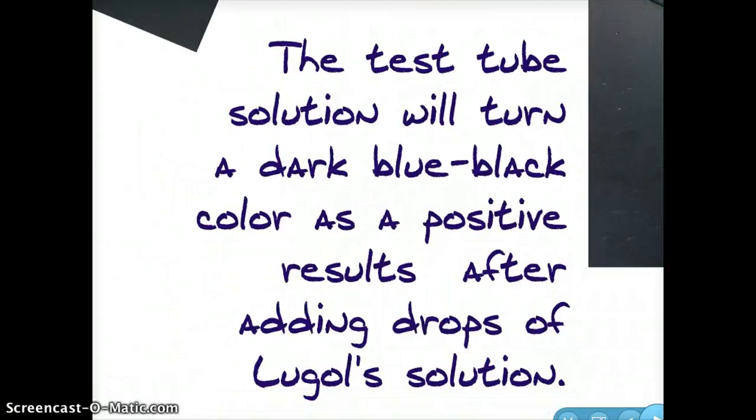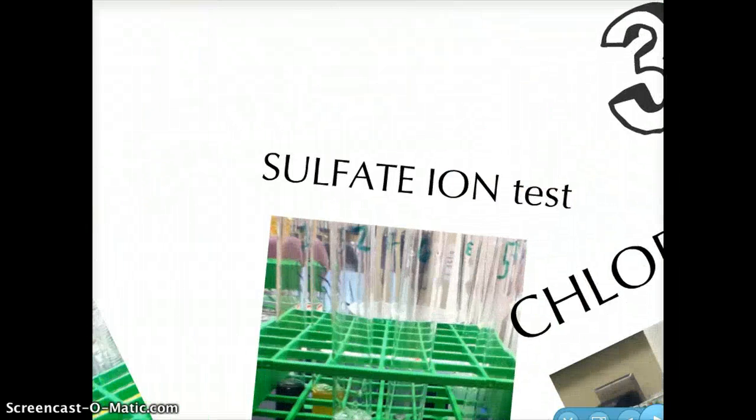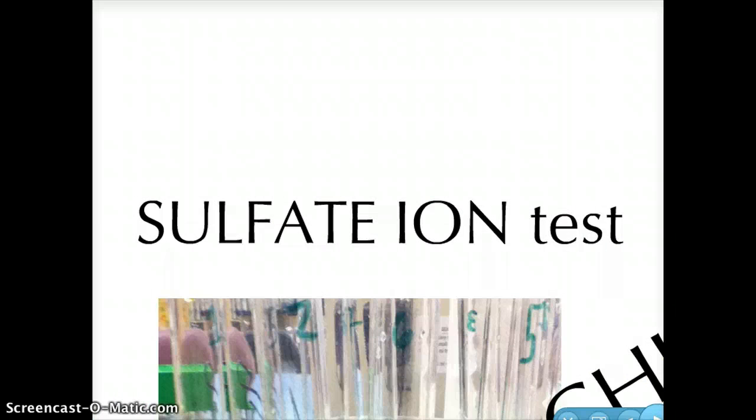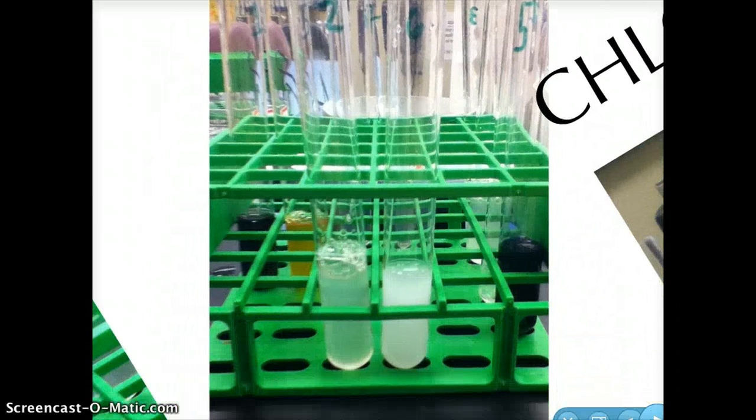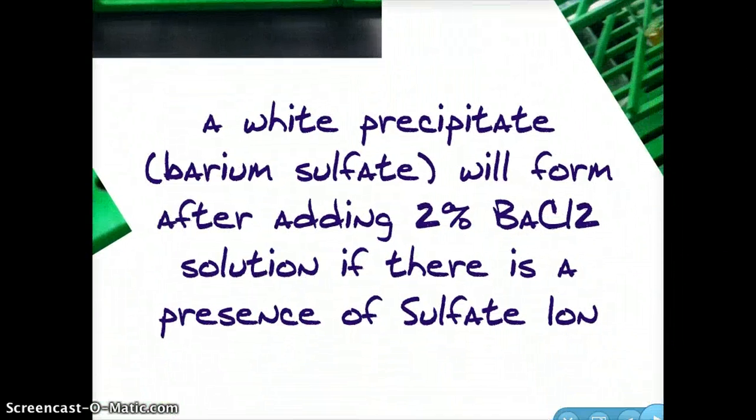The test tube solution will turn a dark blue-black color as a positive result after adding drops of Lugol's solution. To test sulfate ions, a white precipitate will form after adding 2% barium chloride solution if there is a presence of sulfate ion.